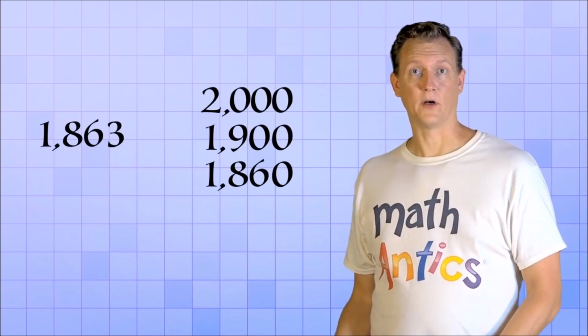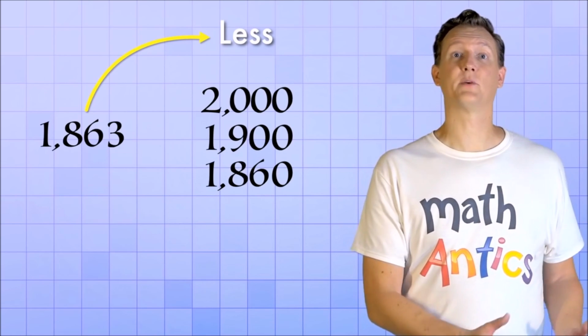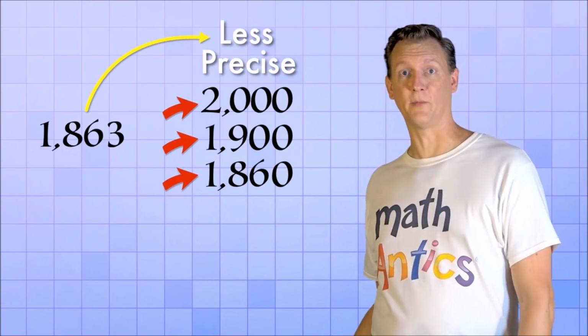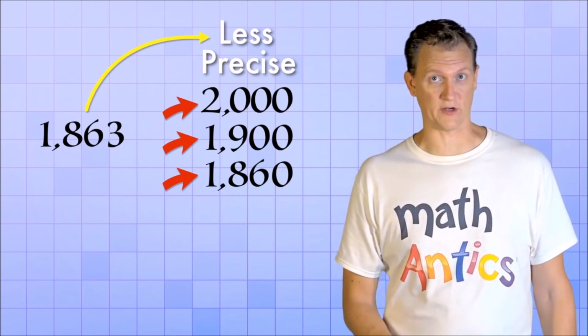So rounding a number basically means making a less precise version of it. And as you can see, there's usually multiple ways to round a number depending on the level of precision that you need. Why would we ever want to make a number less precise in the first place? What is rounding good for?